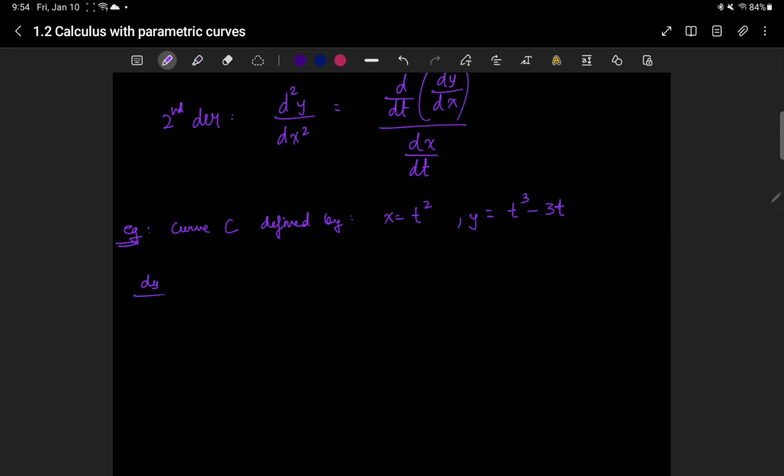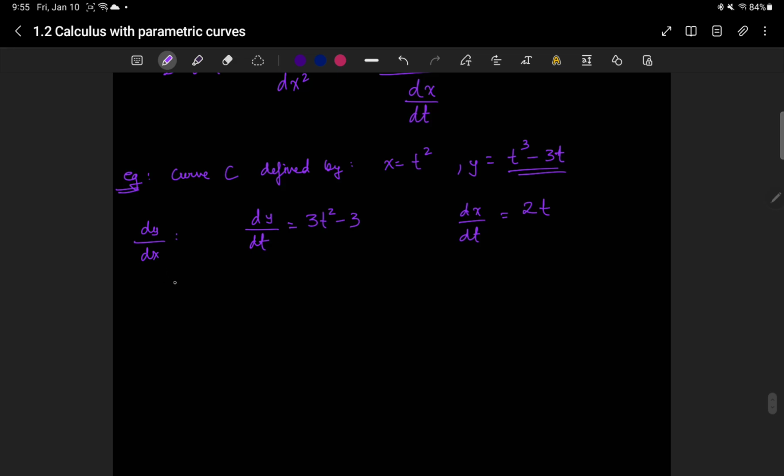Now, to find dy over dx, I will need to find dy over dt and dx over dt. Now dy over dt, just by the polynomial rule, is 3t squared minus 3, and dx over dt, again by the polynomial rule, is 2t. So dy over dx is equal to 3t squared minus 3 divided by 2t.